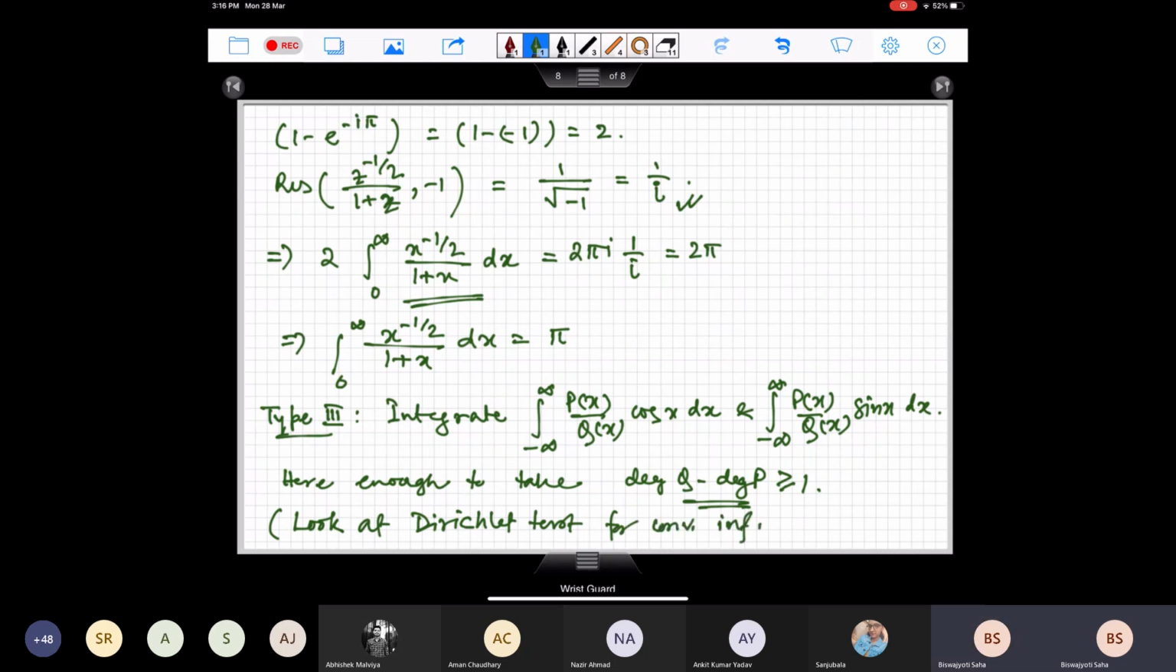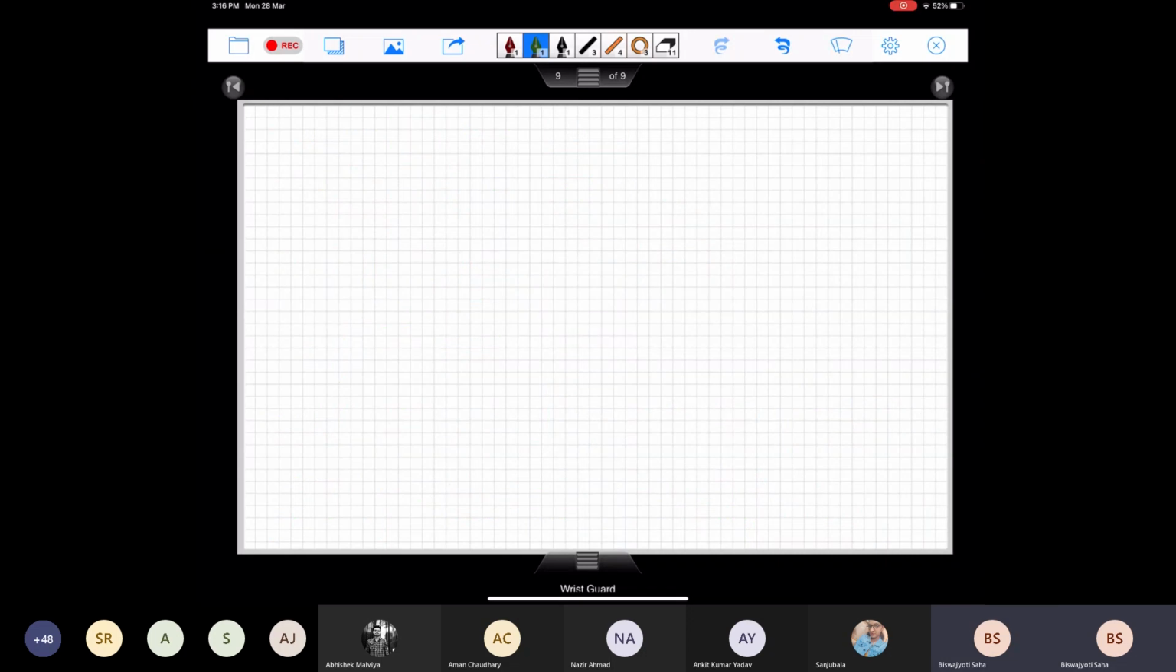I have already told you that whenever you have an improper integral of this kind, you should try to relate the scenario with infinite series. If you look at the Dirichlet test, you will get that. Anyway, we will see that that should be enough also here. So what do I do here? Here also my contour is going to be exactly a similar contour to the one we took in type 1. Let me first draw the contour.